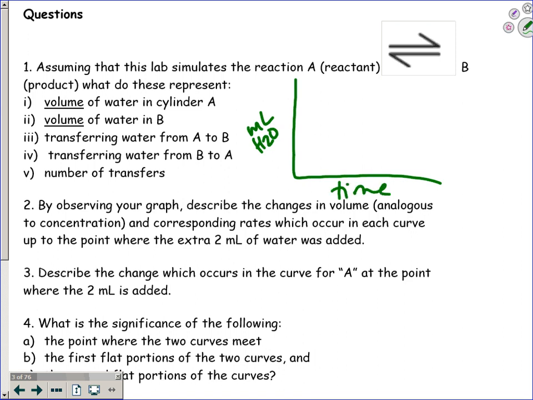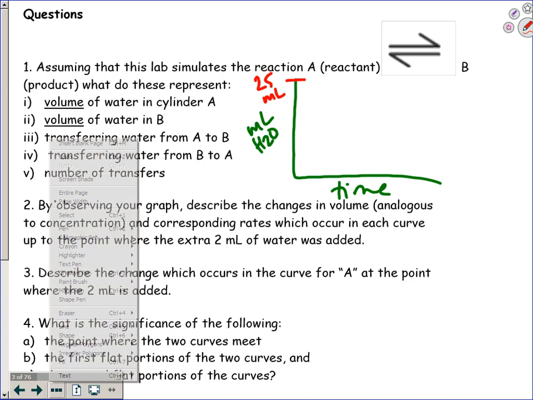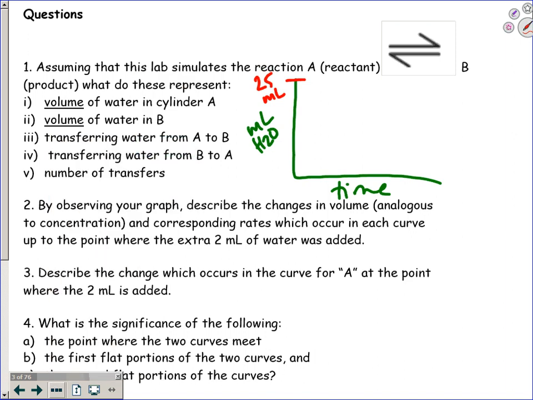Good. So I'm going to do A in red. You want to make a legend, like A is a dashed line, B is a solid line, or something like that. At the very beginning of this reaction, what did you have? 25 milliliters of A, okay? So let's put 25 milliliters up here, and that's what you had of A. And then what did you have of B? 0, right? So at time 1, you had 0 of B and 25 of A.